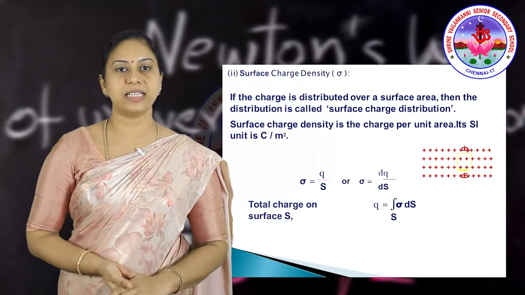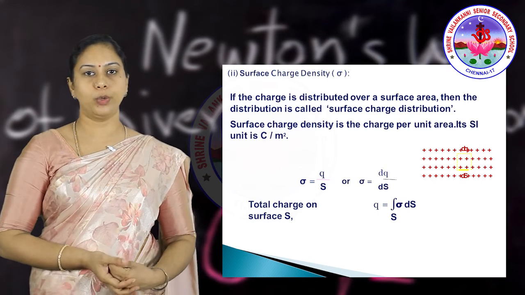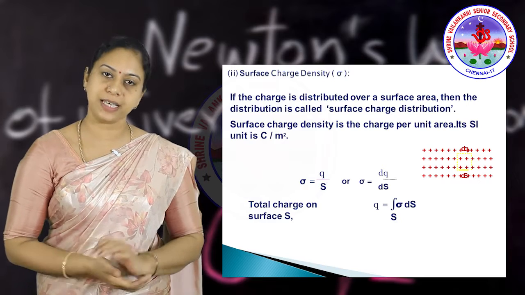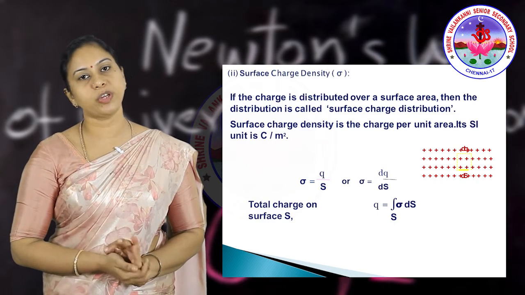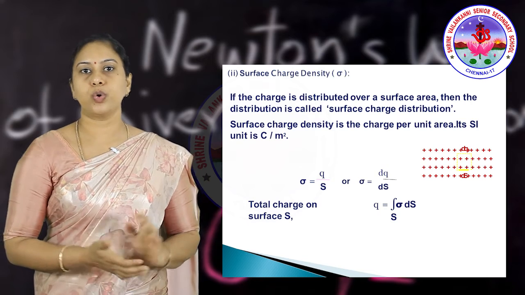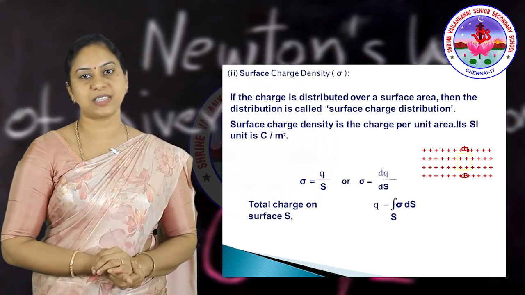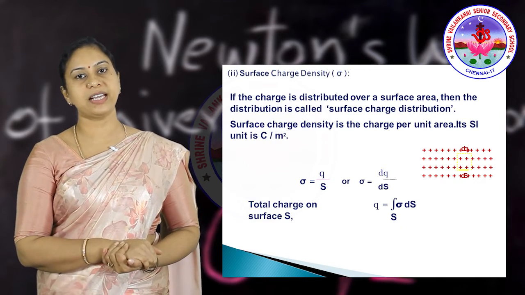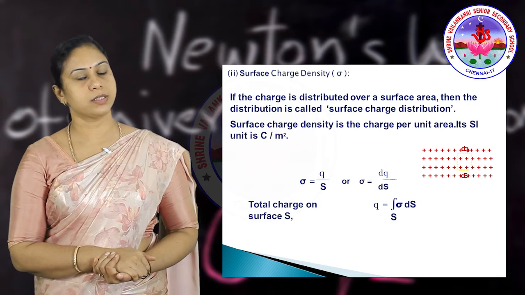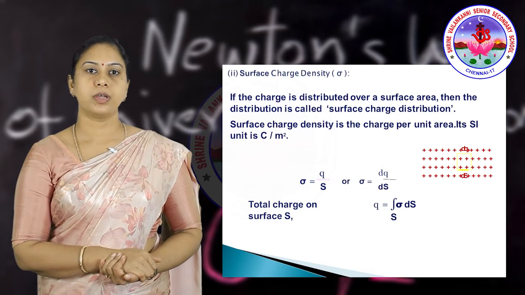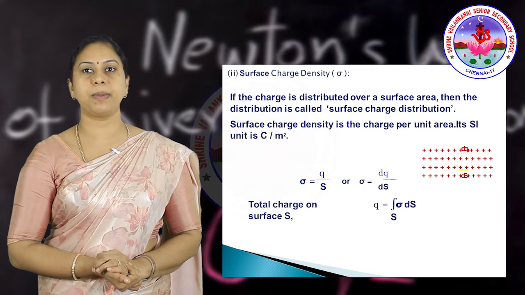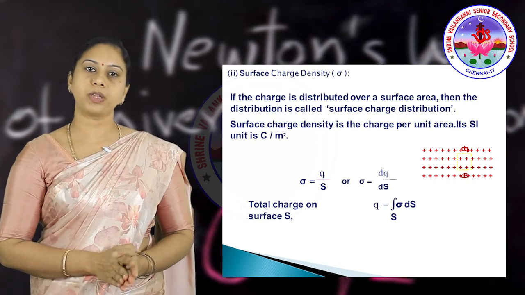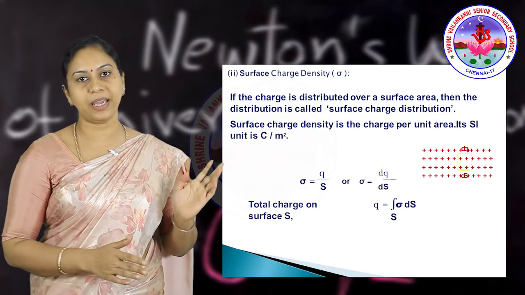The same way we can see for the surface and volume. Surface charge density is denoted by sigma. Here surface means a plane, so we take the rectangular components, x and y axis. If the charge is distributed over a surface area, then the distribution is a surface charge distribution, which is nothing but the charge per unit surface. So sigma is equal to Q by S.